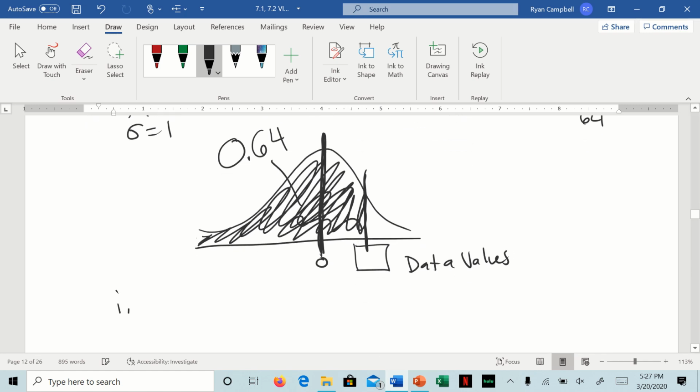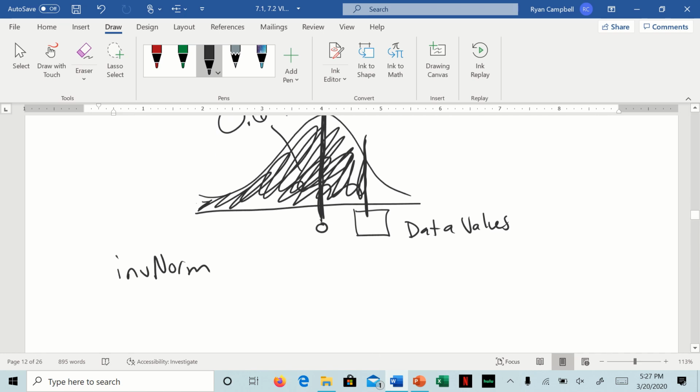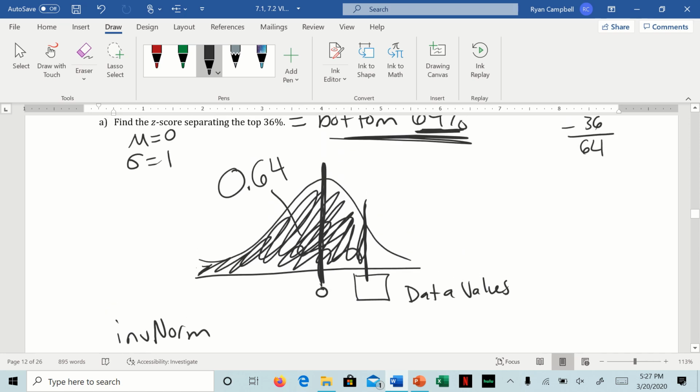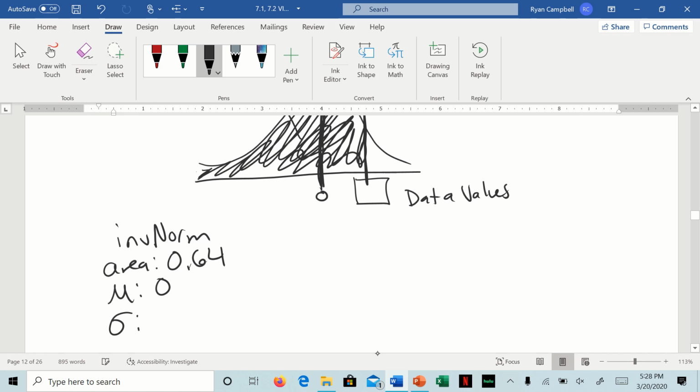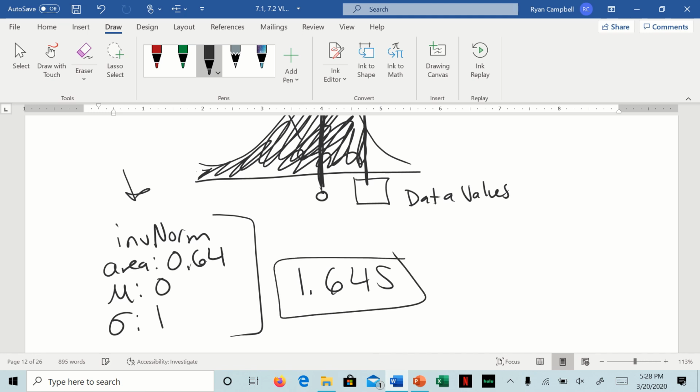So since we want a data value, since we want a z-score, we type in inverse norm. The area, since we did the bottom percentage, we know the area is 0.64. The mean is 0, and the standard deviation is 1. So again, this is perfect for partial credit, right? Just typing all that stuff into your calculator. So what we get is 1.645. That's our z-score. Now, does that make sense?